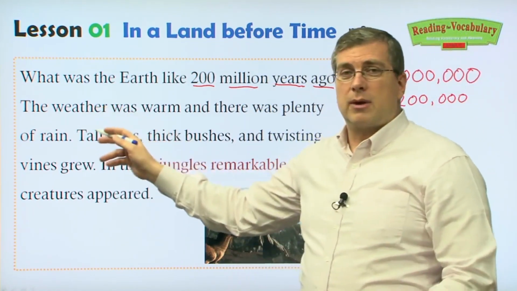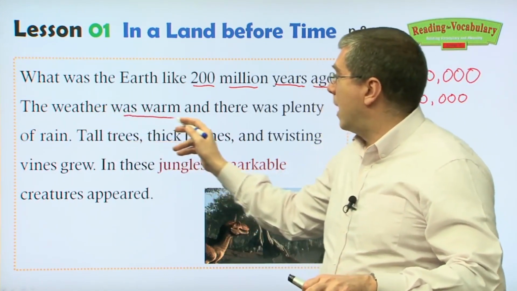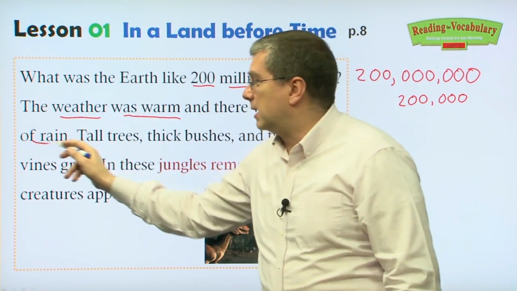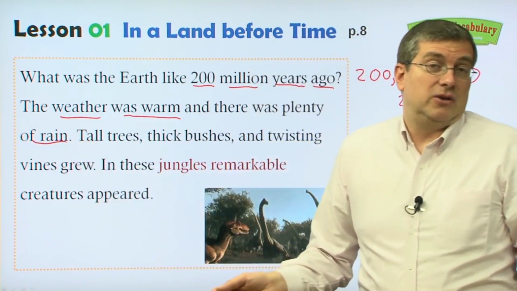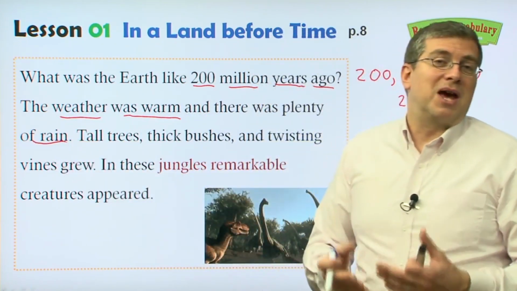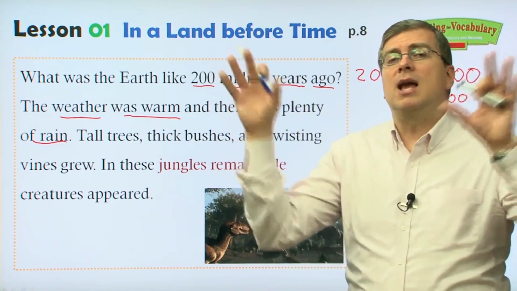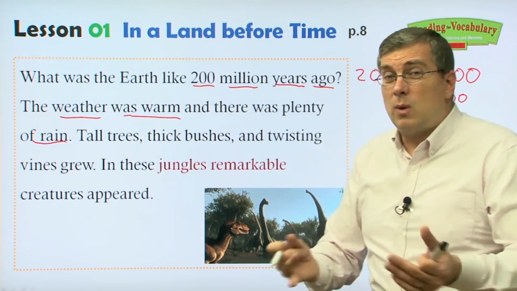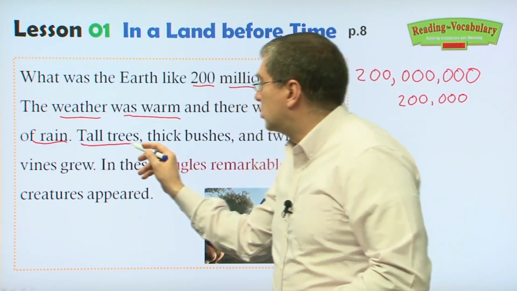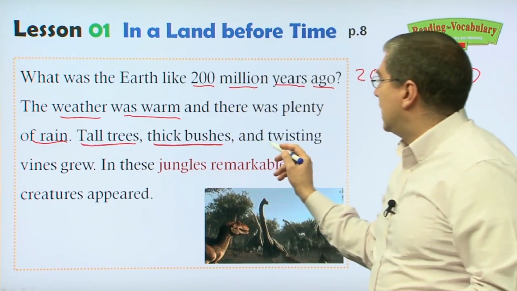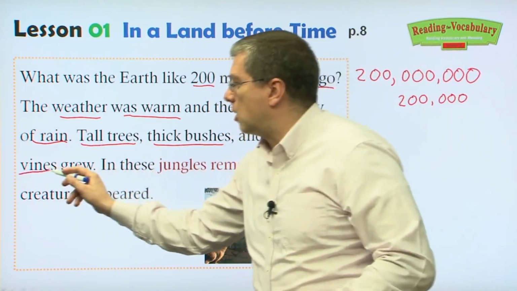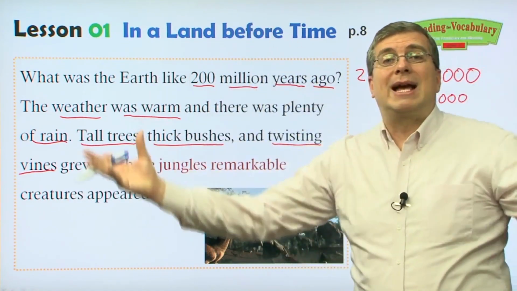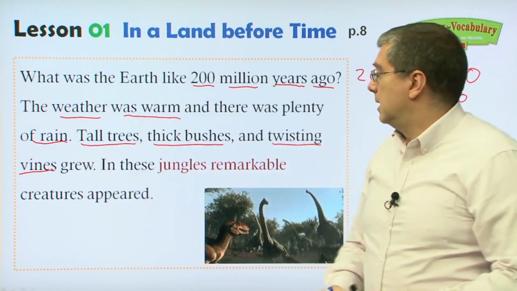Well, the Earth had warm weather. The weather was warm, and there was plenty of rain. So, sounds good, right? It's warm, maybe not a lot of snow, but there's a lot of rain. A lot of rain came down. Of course, when it's warm and there's a lot of rain, what happens? You get tall trees, thick bushes, and twisting vines grow. So warm weather, lots of rain, a lot of different plants will grow.